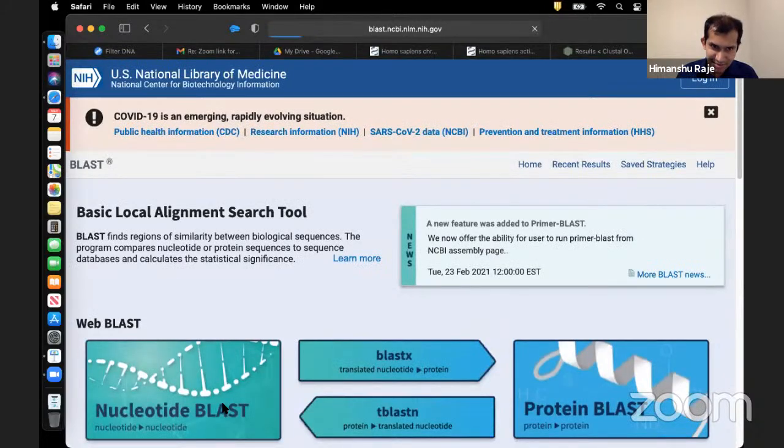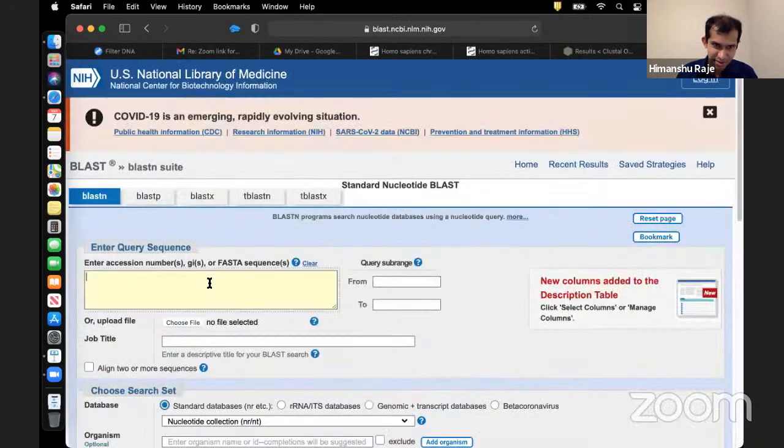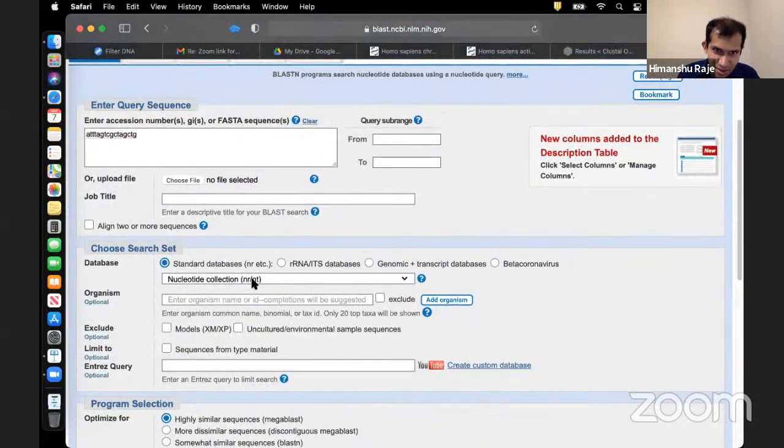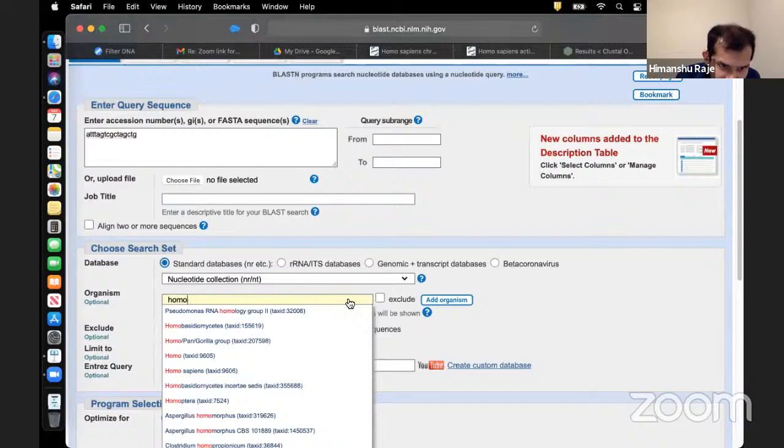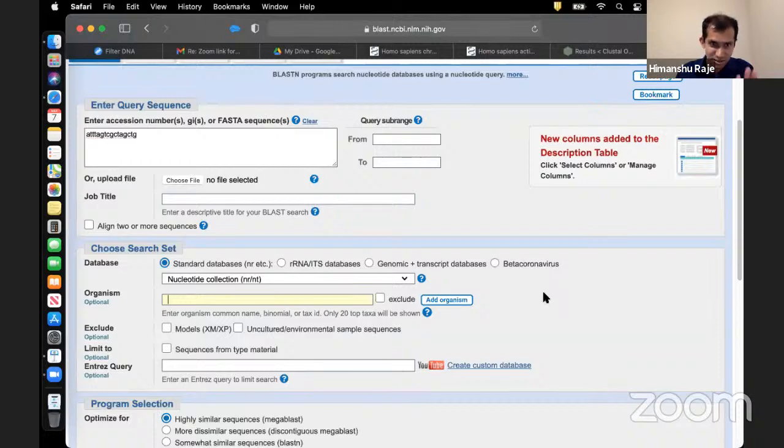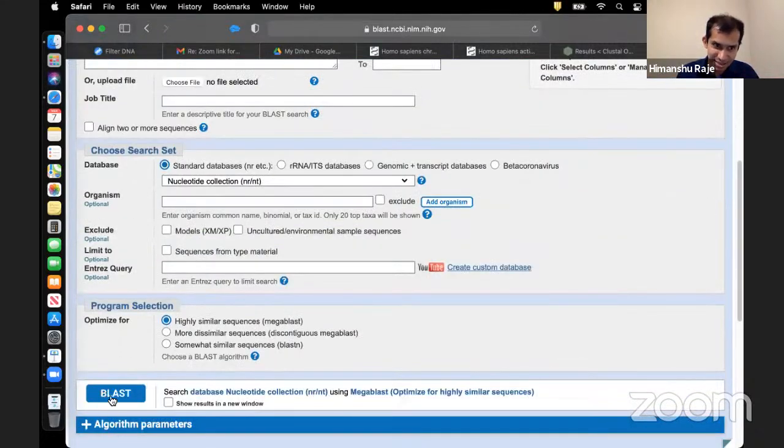Go to nucleotide BLAST, and you can pretty much put any DNA sequence right here. Okay, that is the sequence. Keep this the same. If you want to search it against a certain organism, you can type the name of that organism right here, for example, Homo sapiens. If you want to search in all of the genomes, it houses the genomes of every single organism for which the genomes are sequenced. Then just leave it blank and hit BLAST, and you will see the outcome within a few seconds.